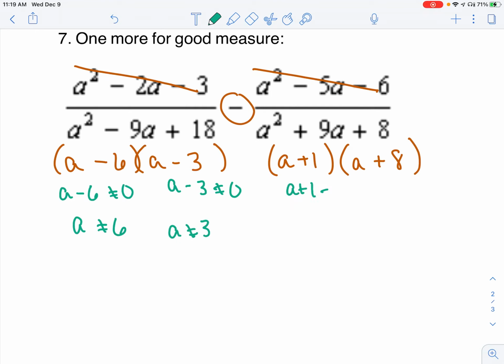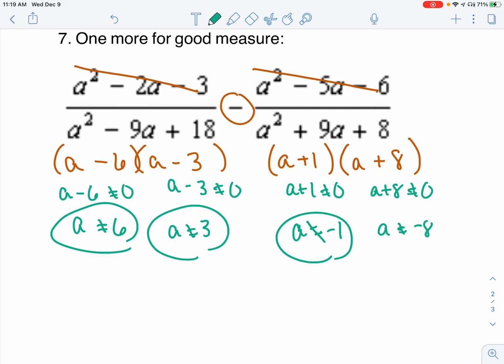A plus 1 is not allowed to be 0. So a is not allowed to be negative 1. And a plus 8 is not allowed to be 0. So a cannot be negative 8. So you have 4 restricted values. Just remember your restricted values: you factor if you can, you set each part equal to 0, and you solve for a variable. And that's how you do restricted values.